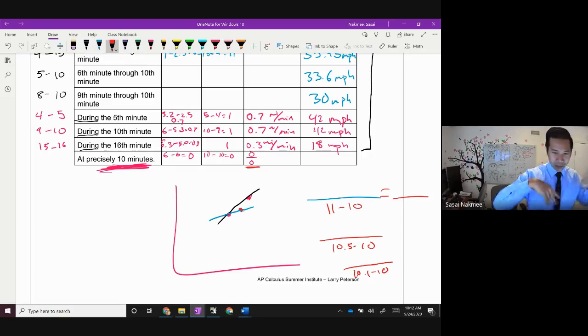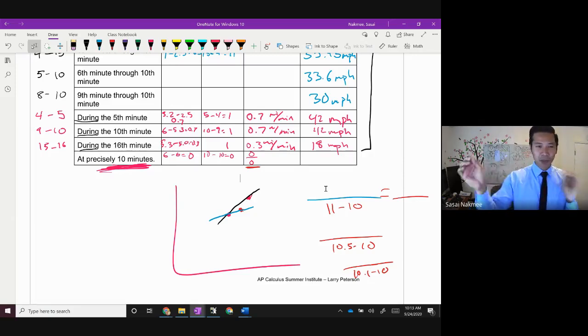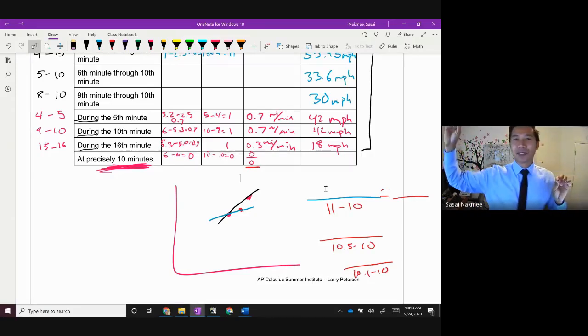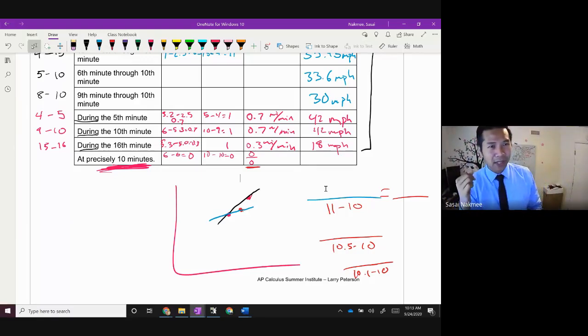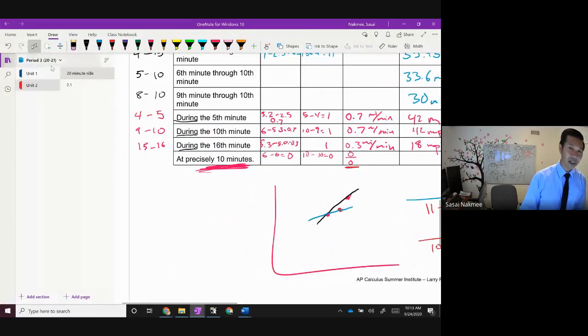Okay, so why did I go through all this? I want you to get that idea: if you record distances over specific amounts of time, you can calculate the average, but you won't be able to calculate the instantaneous velocity at a specific point. But we can get pretty darn close, right? How close can we get? We can get arbitrarily close.